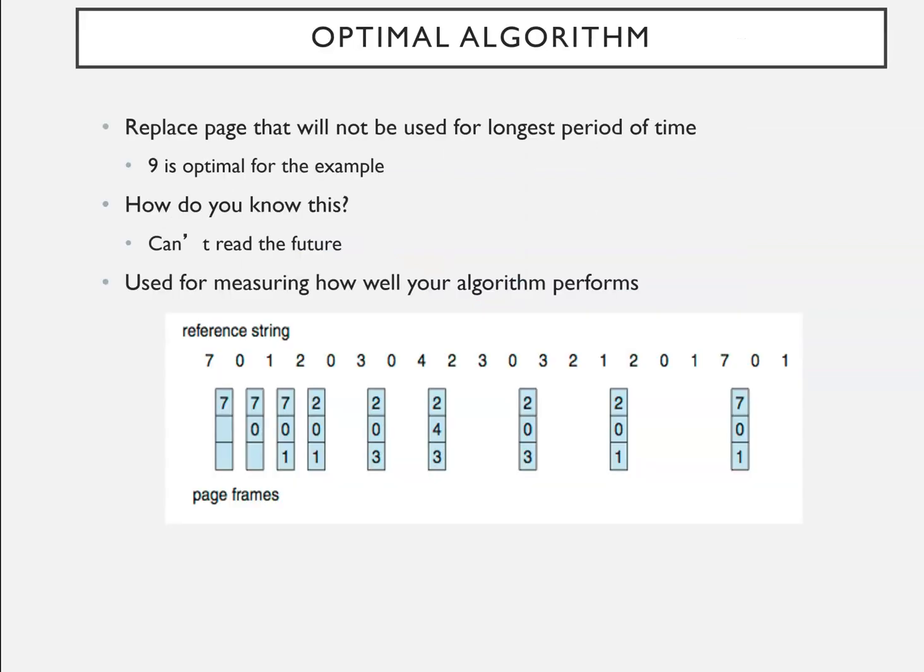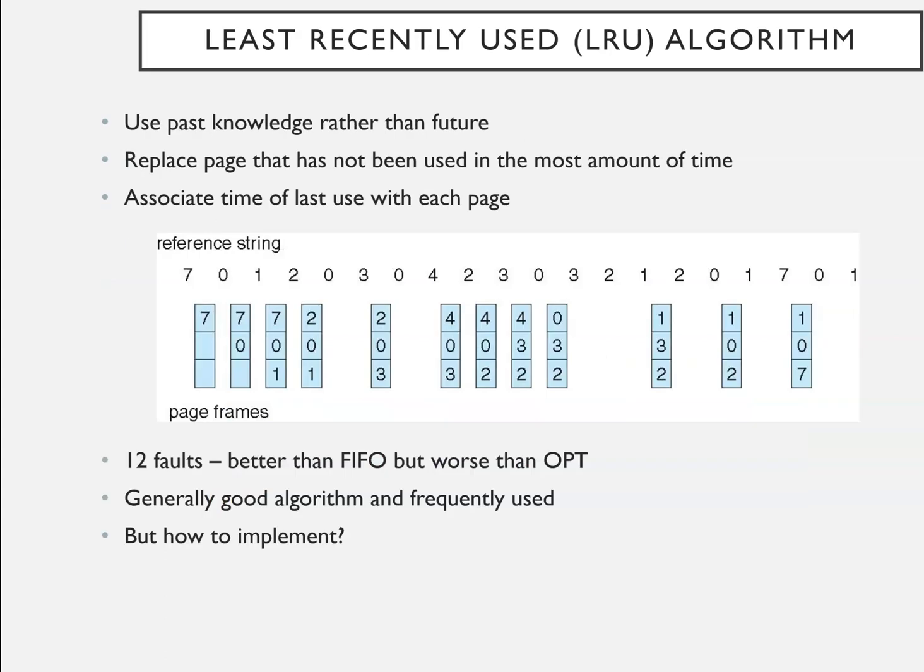So, what if we had an optimal algorithm? It would replace the page that will not be used for the longest period of time. For the example above, 9 is optimal. How do you know this? Because we can't read the future, we can only use this for measuring how your algorithm performs against the ideal situation. The reality is you cannot have an optimal algorithm without pre-knowledge, which we don't have.